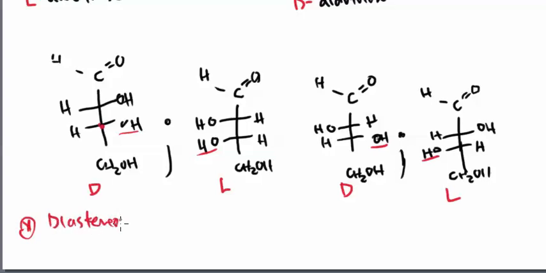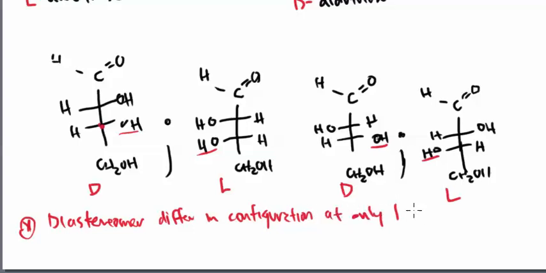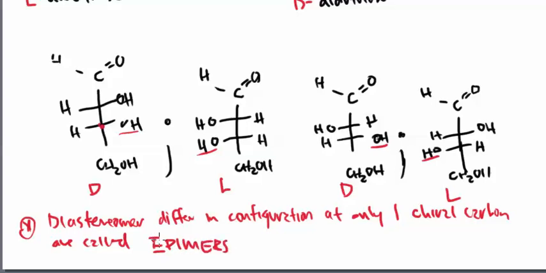Diastereomer. And this is a term that we used back in stereochemistry, it's not new, that are different in configuration at only one chiral carbon, are called epimers. So that's the term for epimer that you need to know. So what does that mean?